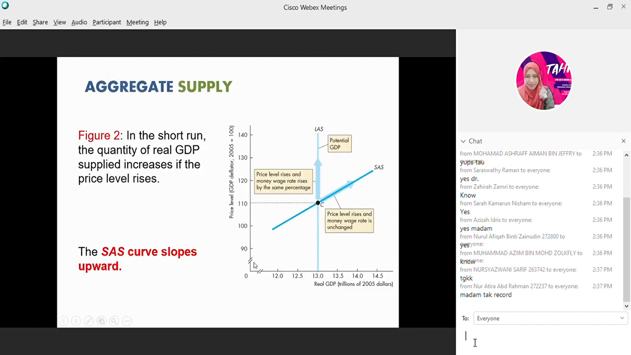Now this is the short run. In the short run, it tells the positive relationship between price level and real GDP. When the price level increases, real GDP also increases. Therefore the SAS curve is upward sloping from left to right.